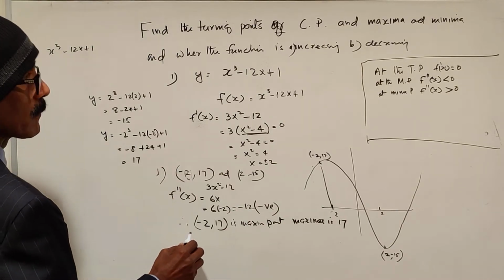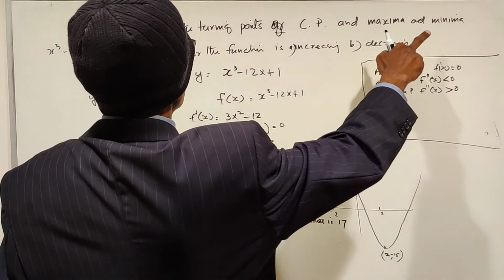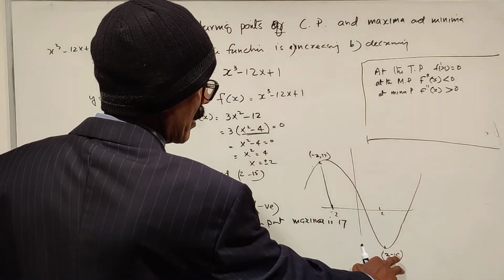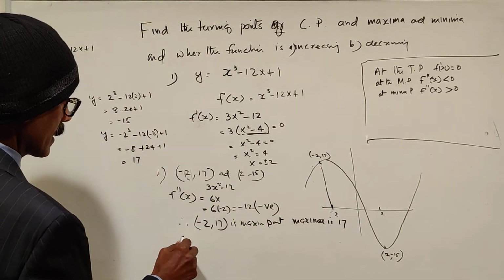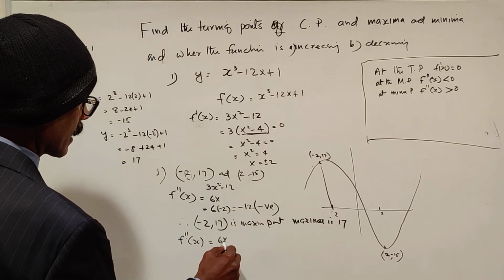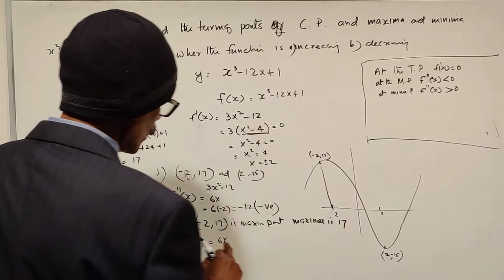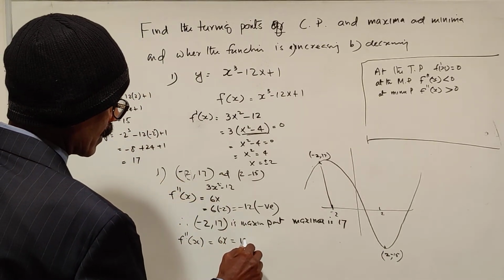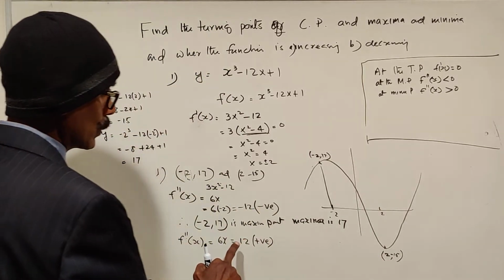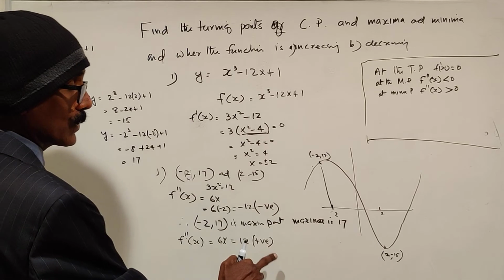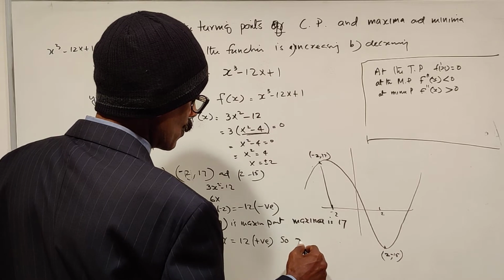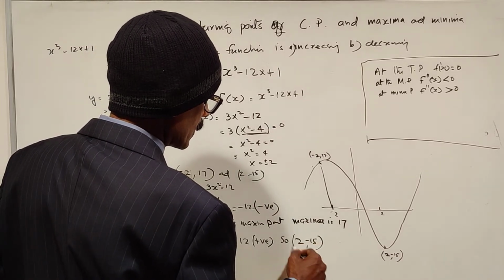Next, minima. Then for f double dash x, you need to find out whether this is the minimum point. f double dash x is equal to 6x. Just put x equal to 2, so 12. Positive, right? So when x is equal to 2, f double dash x is positive. So this is the minimum point: (2, minus 15) is the minimum point.